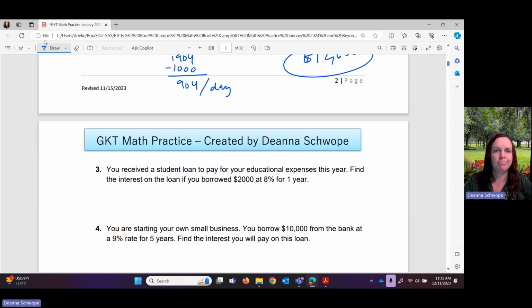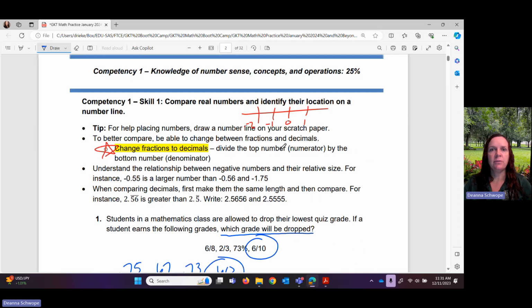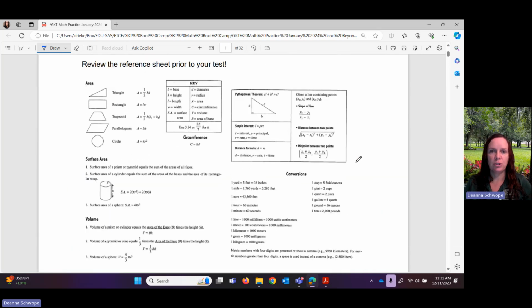All right, next question. You received a student loan to pay for your educational expenses this year. Find the interest on the loan if you borrowed $2,000 at 8% for 1 year. We have on our reference sheet the principal interest formula. So I'm going to actually go back up to the first page quickly, and we're just going to take note of this formula. I know it's a little blurry, but you can have it.